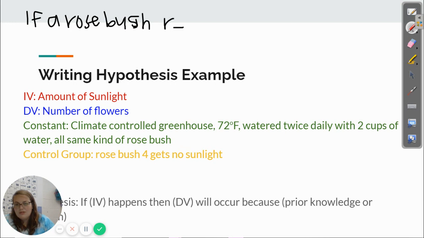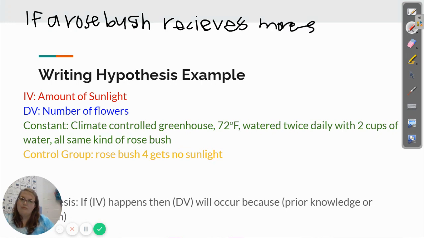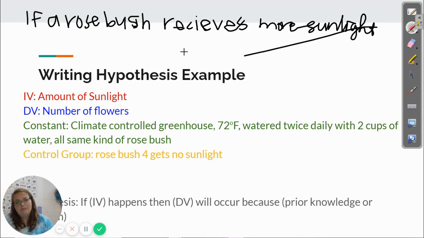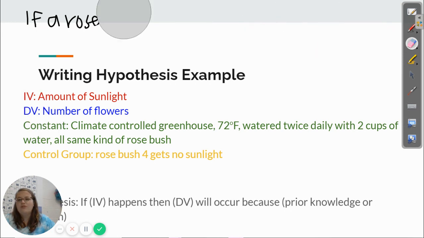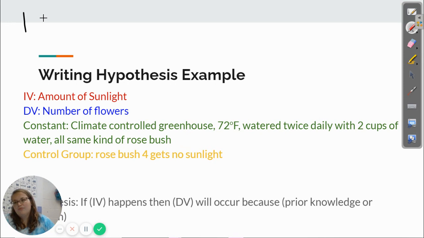Receives... ooh, my handwriting is bad. Come on. Wow. More sunlight. Oh my goodness, I do not know what's going on. Hold on just a second. So if rose bush gets more sunlight, let's try this again, one more time.